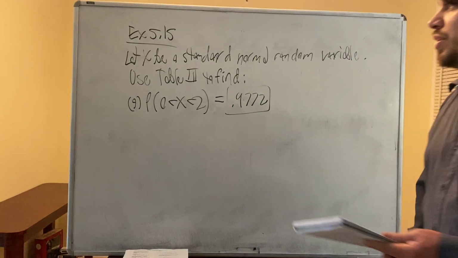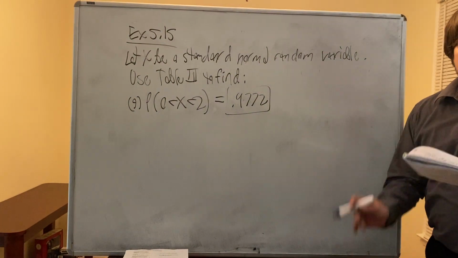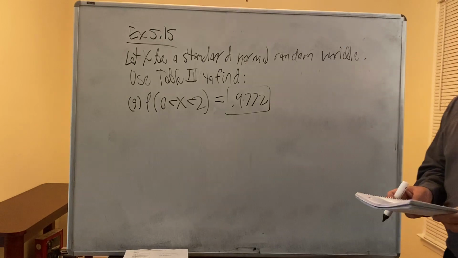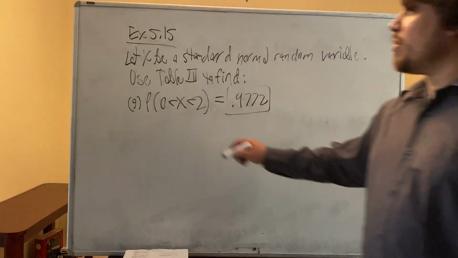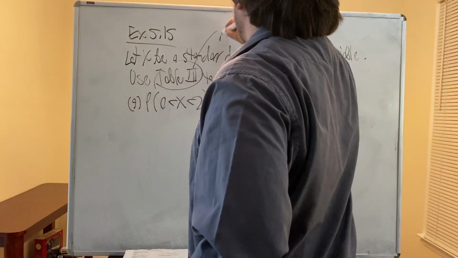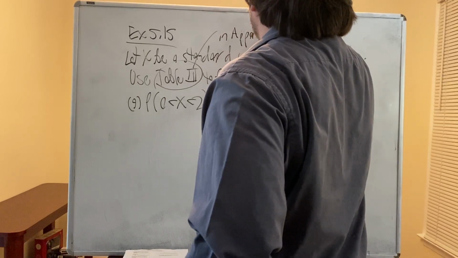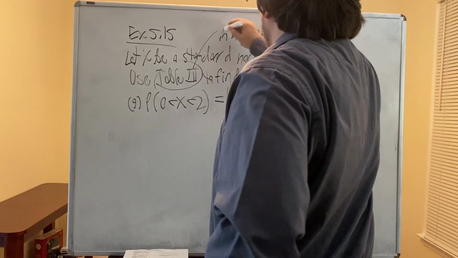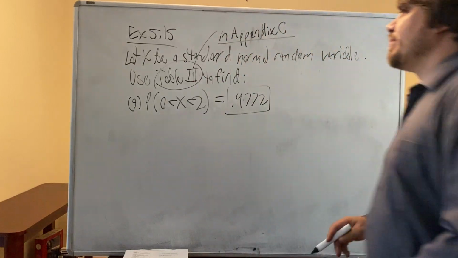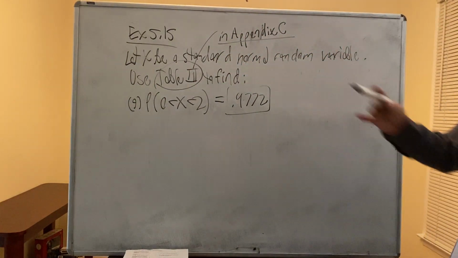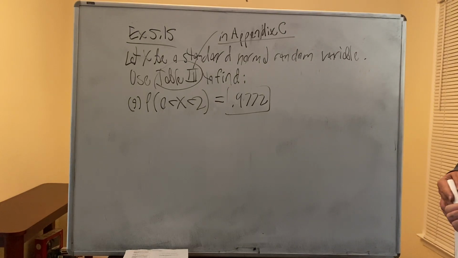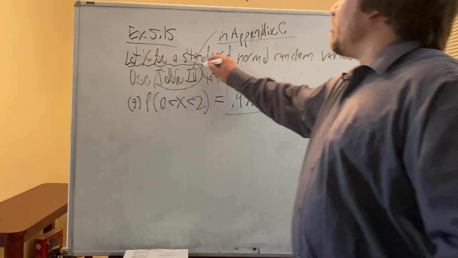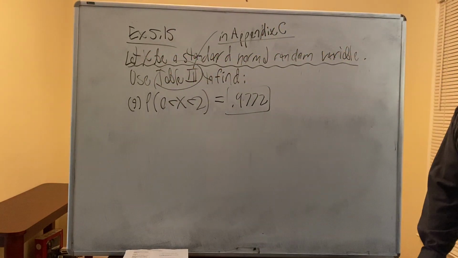So you go to table 3 in Appendix C. And it'll tell you the probability that 0 is less than x less than 2 is 0.4772. And let x be a standard normal random variable.